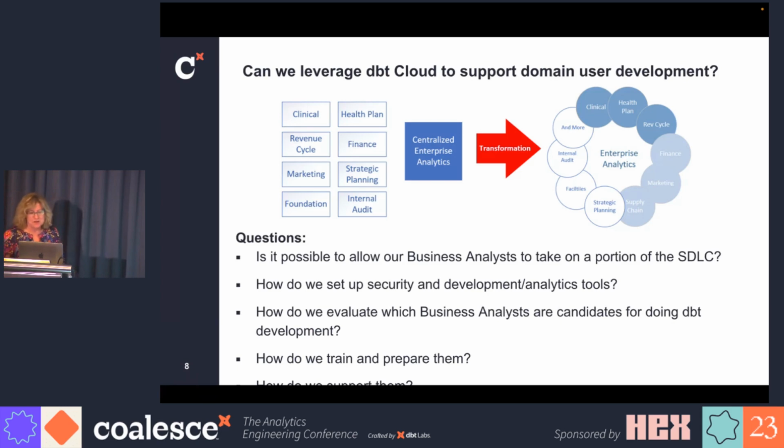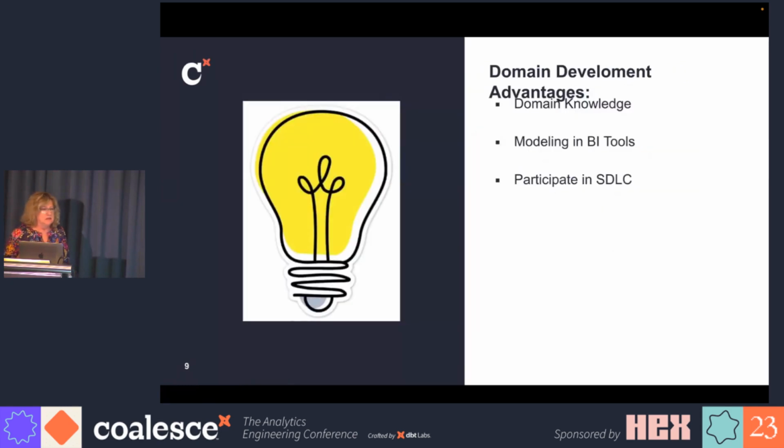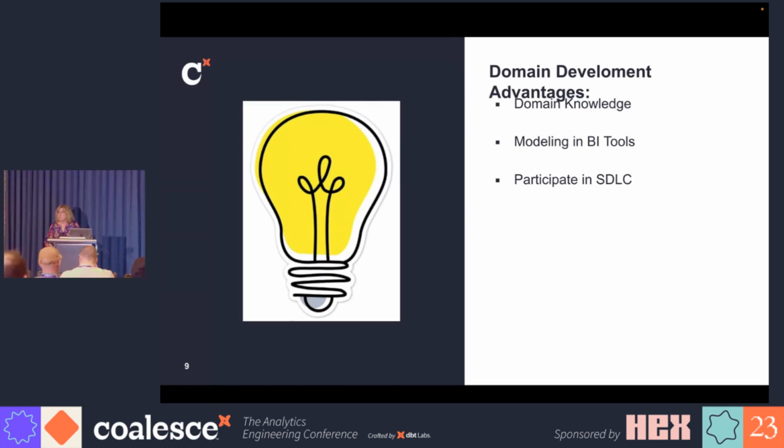Sorry, that got cut off the bottom. So I just want to talk a little bit about some of the advantages of domain development. The first is the domain groups really know their data best, right? They know the KPIs, they know what data might be missing, what data they're looking for.